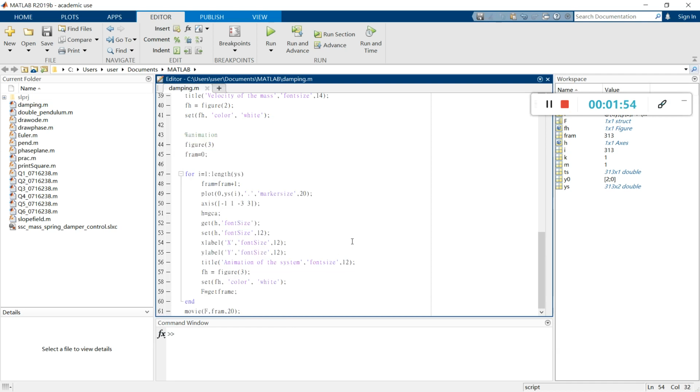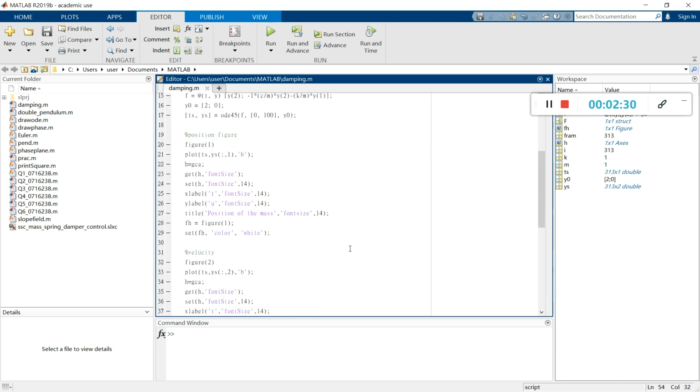Now I will show you how the damping coefficient influences the system. In math computation, we know that if the damping coefficient is smaller than 2 times the root of spring constant times the mass, we call this situation under-damping. Equal to 2 times the root of spring constant times the mass, we call this critically damping. And larger than 2 times the root of spring constant times the mass, we call this over-damping.